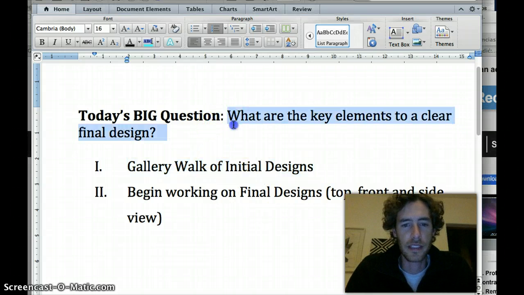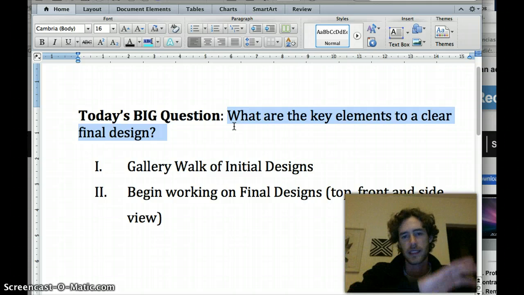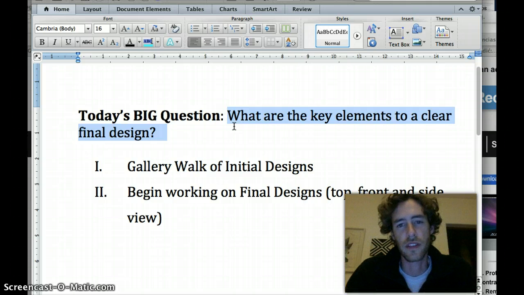Today's big question is, what are the key elements to a clear final design? The reason is that you've already completed your initial designs, that series of sketches where you show the development of your design idea. And now we're ready to begin working on final designs.